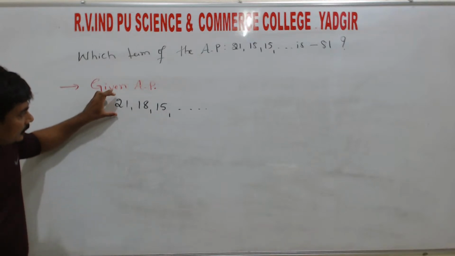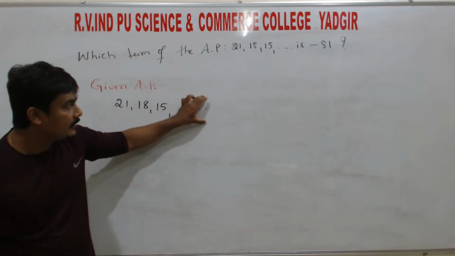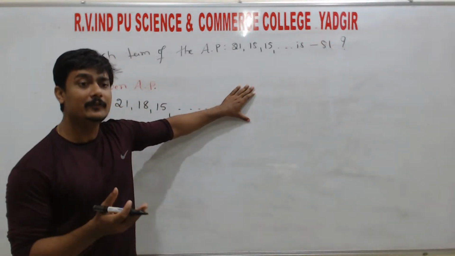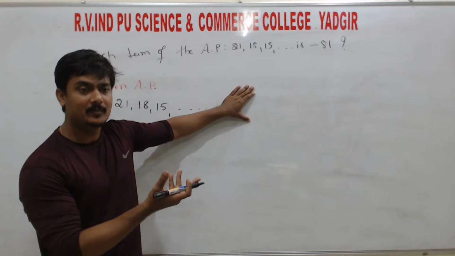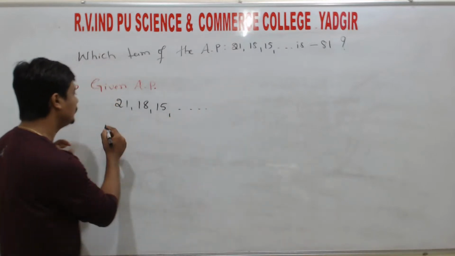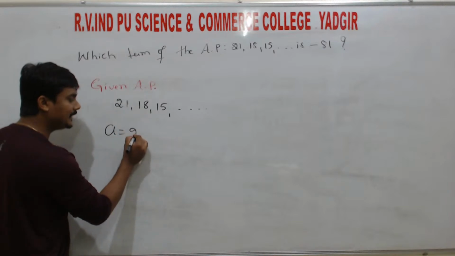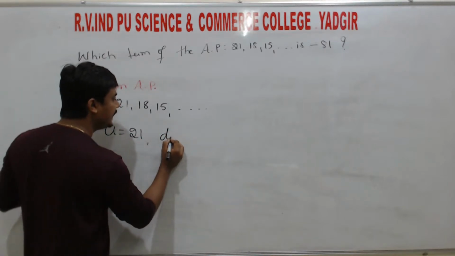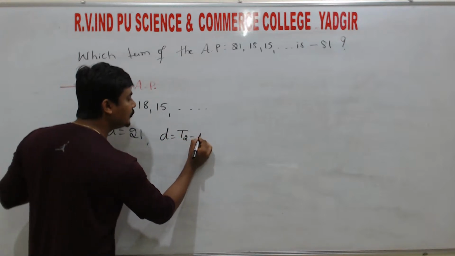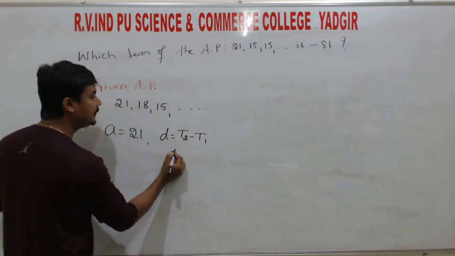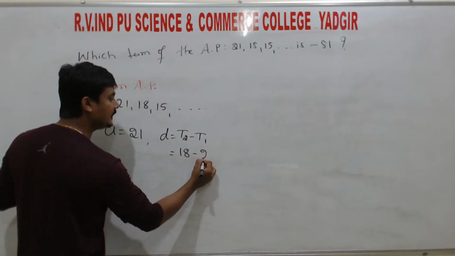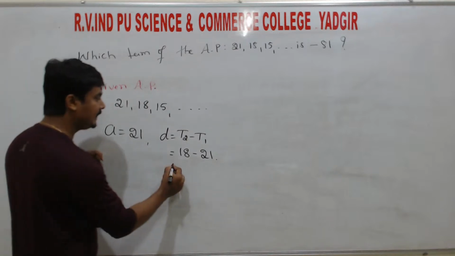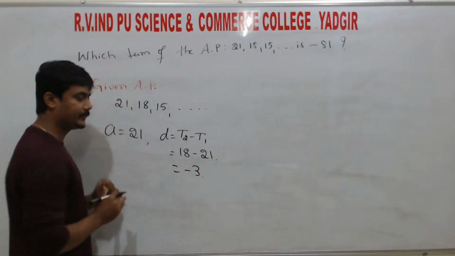Now, as you go on writing down all the terms of this arithmetic progression, somewhere you get minus 81. You need to find out which term that is. So we will note down the a value. What is the a value here? 21. That is the first term. d, how do we compute it? T2 minus T1. T2 is our 18 minus T1 which is 21. So 18 minus 21 is our minus 3. That is the d value.